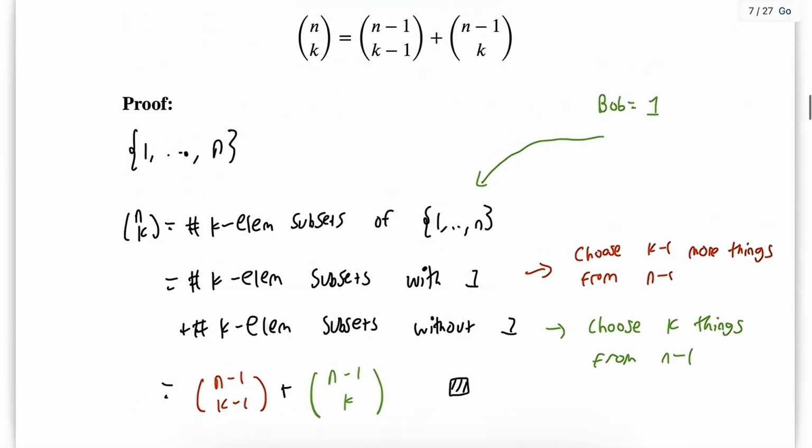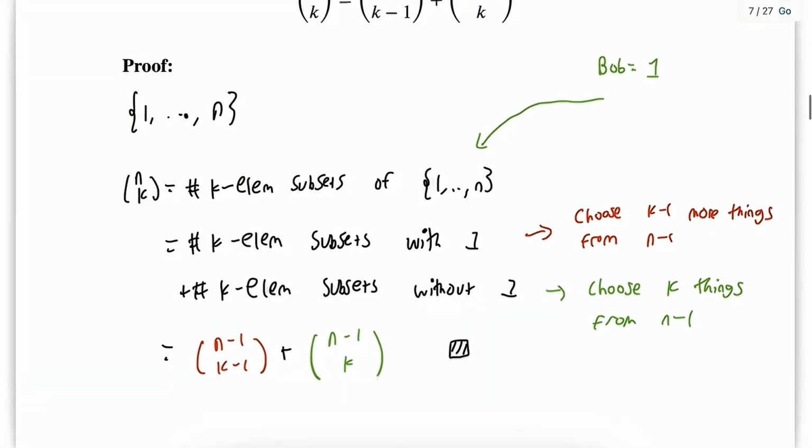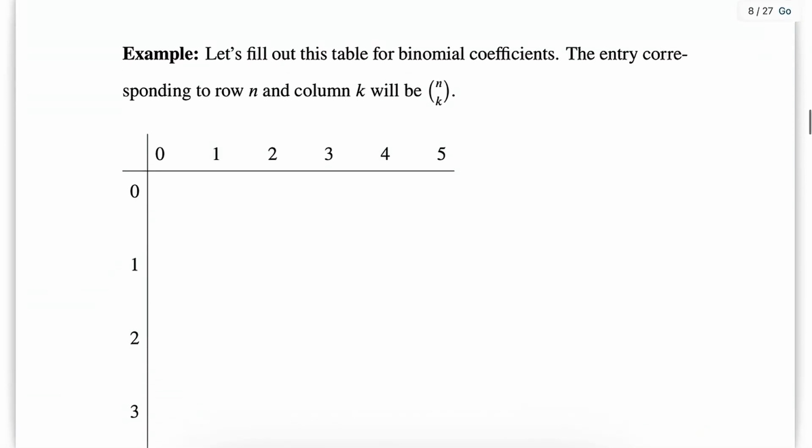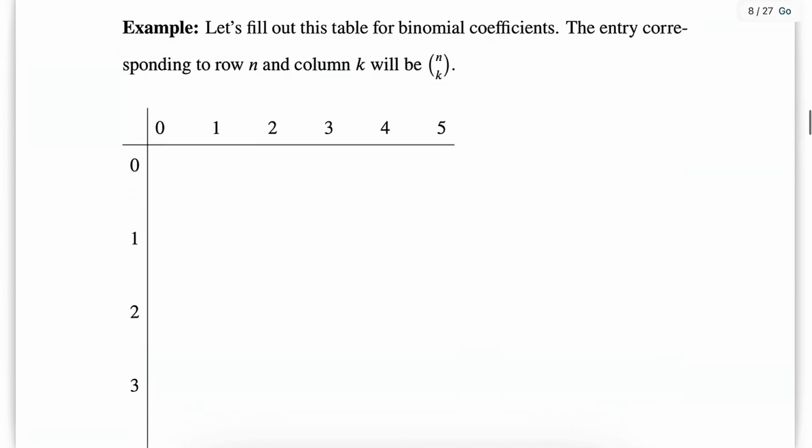This might look like a cool fun fact at first, but this is actually a much more powerful result than it initially lets on. Let's see why. Let's fill out this table for binomial coefficients. This is the real meat and potatoes of why this result is powerful. It lets us do this, and it actually provides a recursive definition for binomial coefficients.